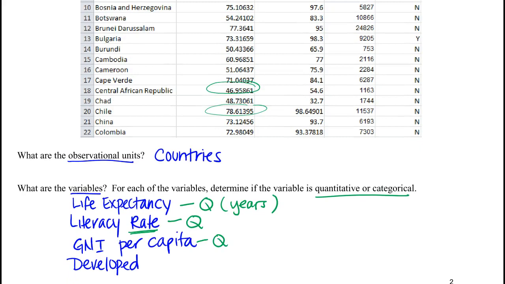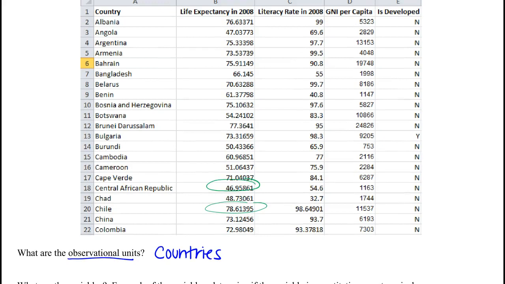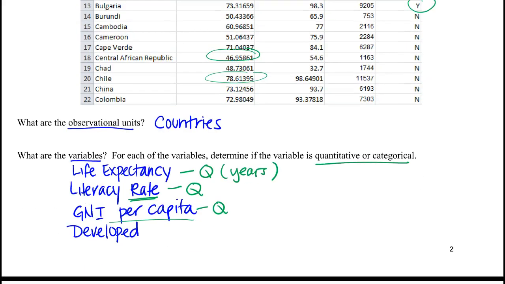Anyways, GNI also appears to be quantitative. It has numeric values. To feel a little bit more comfortable about this, I would probably want to know what GNI stood for, so I could know what the units were. But the per capita, again, is telling us this is a rate per how many people there are in the country. And then our last piece is developed. We have N's and one Y. That one Y is apparently the one developed country here. I don't know, but this looks like it is categorical, right?